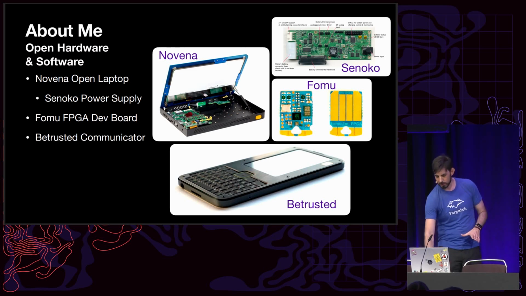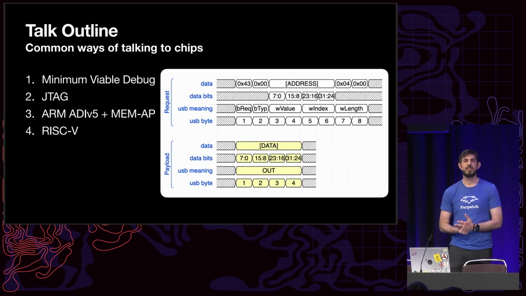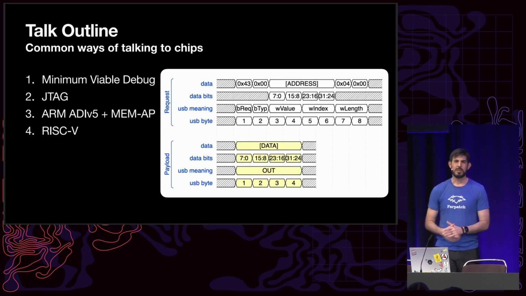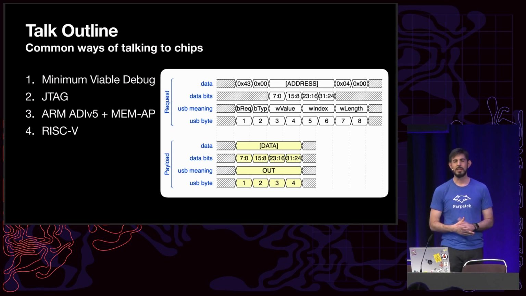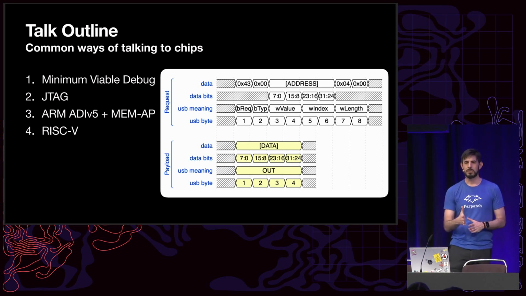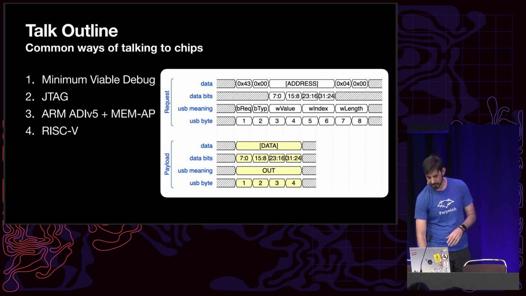I'd like to talk about what we're not going to. First, we're going to cover 4 things in this talk, assuming we have enough time. We're going to cover the minimum viable debug, what you need in the hardware to actually be able to set up a debugger. We're going to cover JTAG. We're going to cover ARM's ADI v5 and the MEM-AP. And then we're going to take a little detour and talk about some of how RISC-V does it.